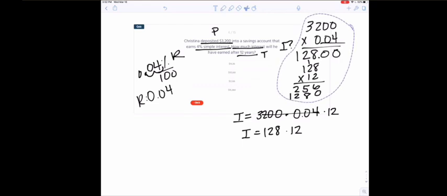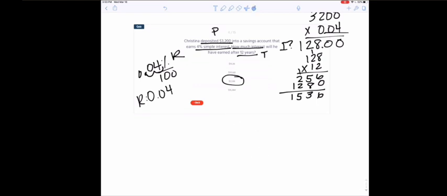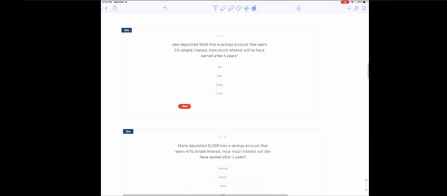I'm going to move all of this up because I need more space. Okay. 6 plus 0 is 6. 5 plus 8 is 13, so I carry a 1. 1 plus 2 is 3, plus 2 is 5. And just 1. So interest equals $1,536. And there we go. Pretty straightforward. I'm going to make a little space. I'm going to move on to number 5.